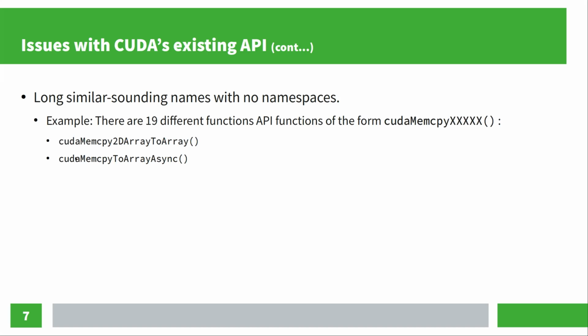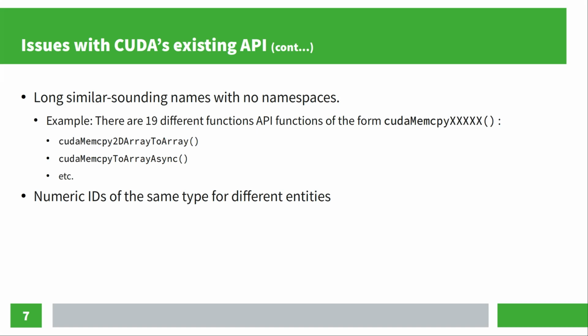So, for example, if I'm mem copying to array, does that mean that my source is also an array? Because I also have functions called memcopy to array to array. So that's a bit confusing. And even if it's not confusing, I'm never able to remember all of these by heart. And there's more where that came from. That's just a prominent example.